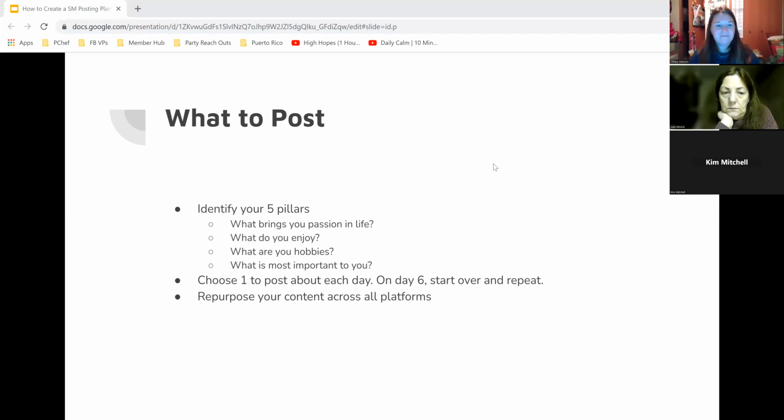Now, feel free to share in the chat if you already know what those are. But to help you come up with those, think about what you enjoy doing. What can you not imagine living without? Or what could you imagine doing every single day for the rest of your life? That's going to help you come up with those 5 pillars.